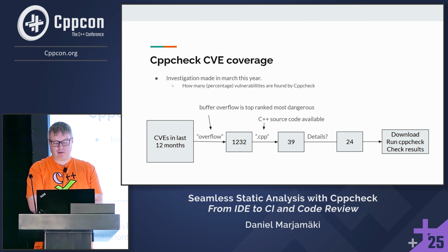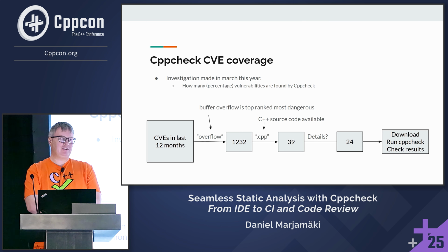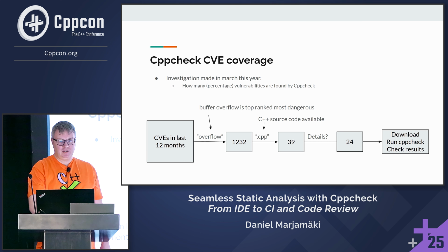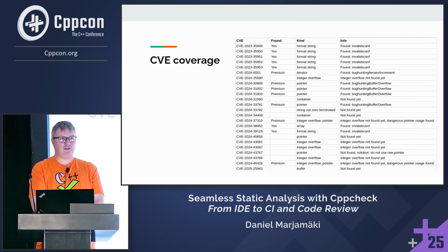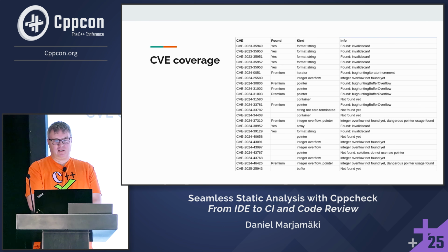That looks promising. So I downloaded all the source code, ran cppcheck on it, and then I checked the results. So this is what happened. We found actually 7 of the CVEs with the open source cppcheck tool. This is quite a high number, I feel. And it's a bit frustrating. This could have been prevented so easily.